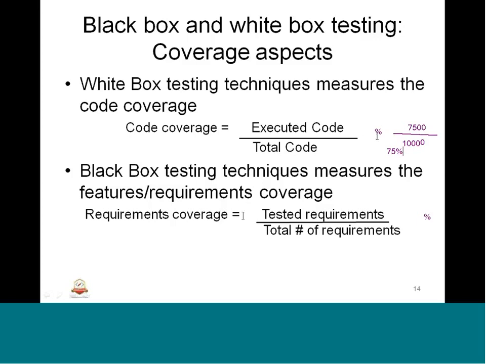Similarly, coming to requirement coverage, I have say 100 requirements and I have covered 80 requirements. So my percentage of coverage is 80%. For the remaining 20%, we need to see how to cover what are called coverage shortfalls. How am I going to cover these shortfalls? That is 25% for white box and 20% for black box.